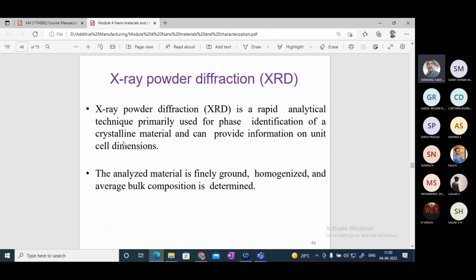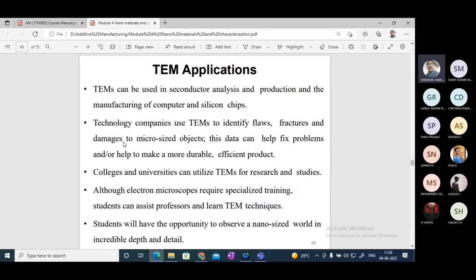Okay, this is about the transmission electron microscope and scanning electron microscope. Okay, any doubts? You can ask me under this. Any doubts, let me know.